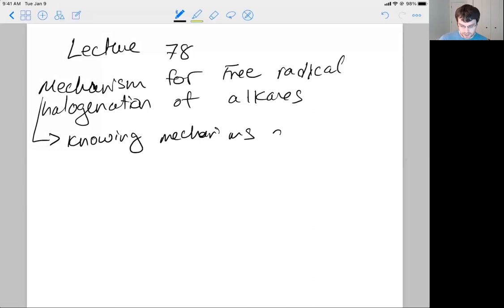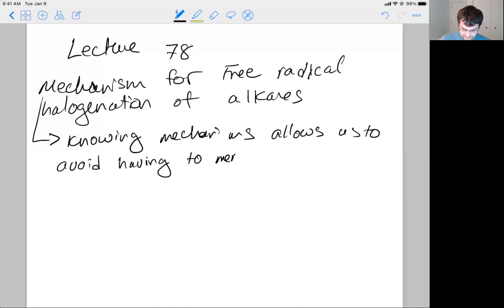Knowing mechanisms allows us to avoid having to memorize thousands of reactions. And I don't think I'm really overstating this. This is a great way to understand organic chemistry.